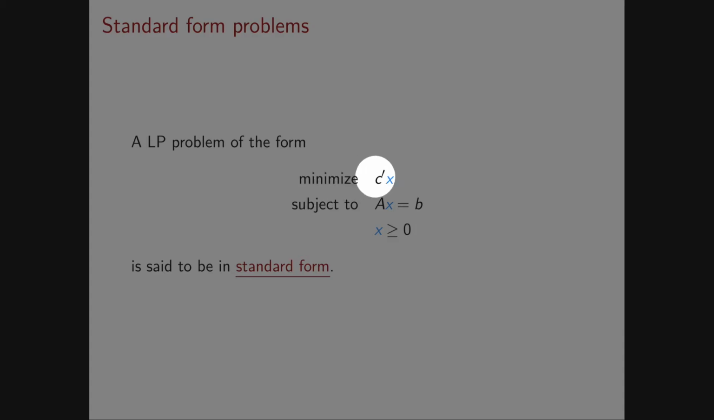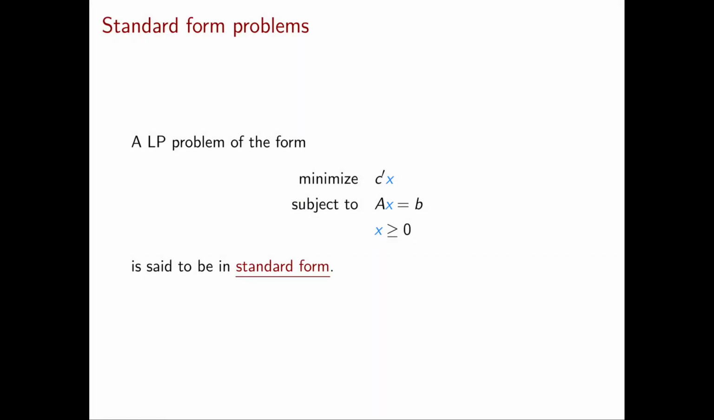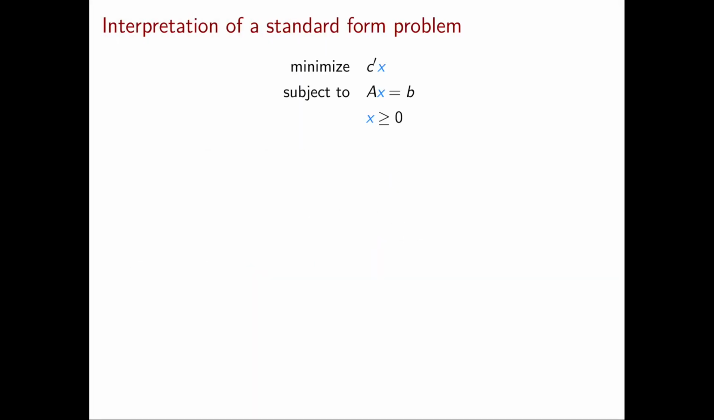We minimize c transpose x, as always, subject to Ax equal to b and x greater than or equal to 0. So as you can see, all the variables are required to be greater than or equal to 0, and all the remaining constraints are equality constraints. Next, we're going to see an interpretation of a standard form problem.